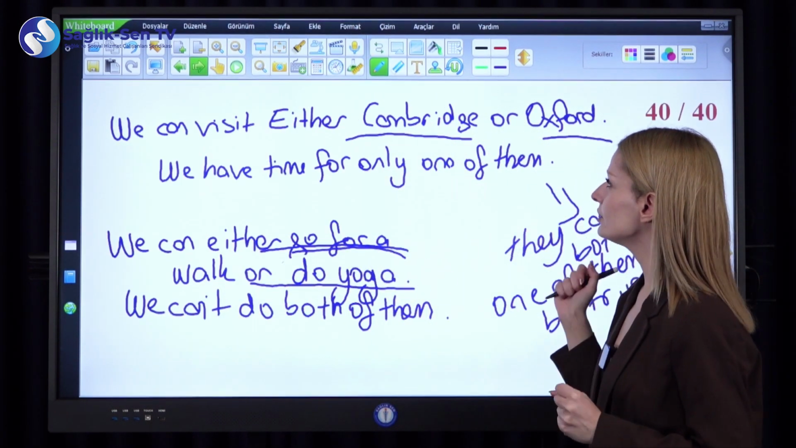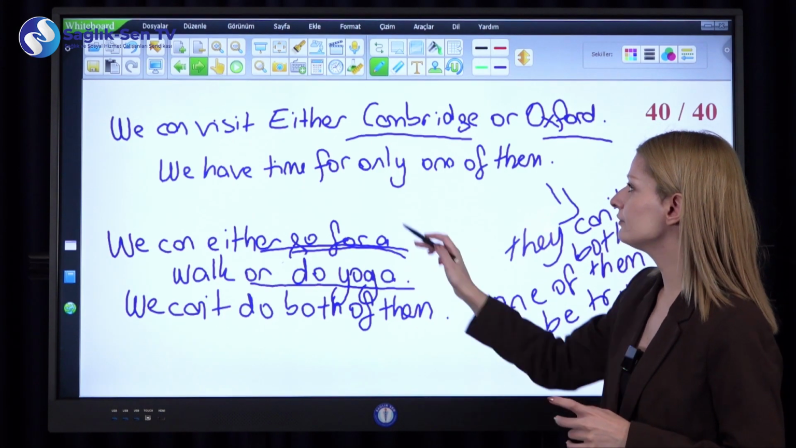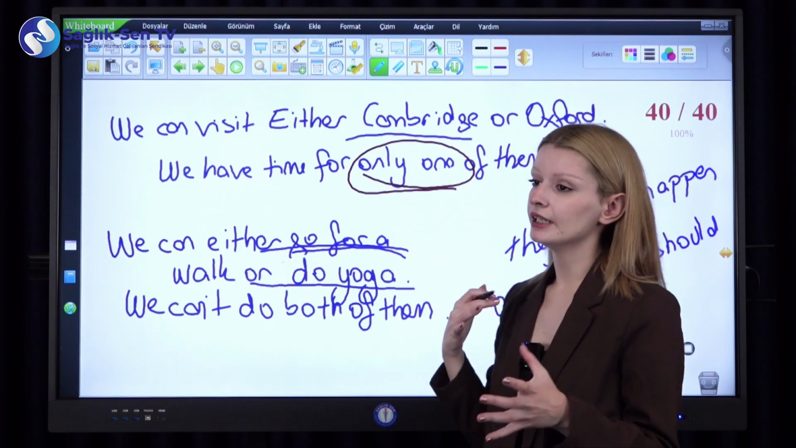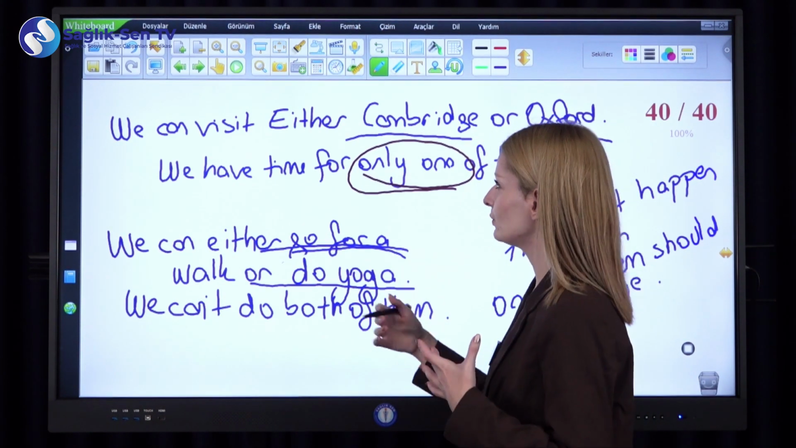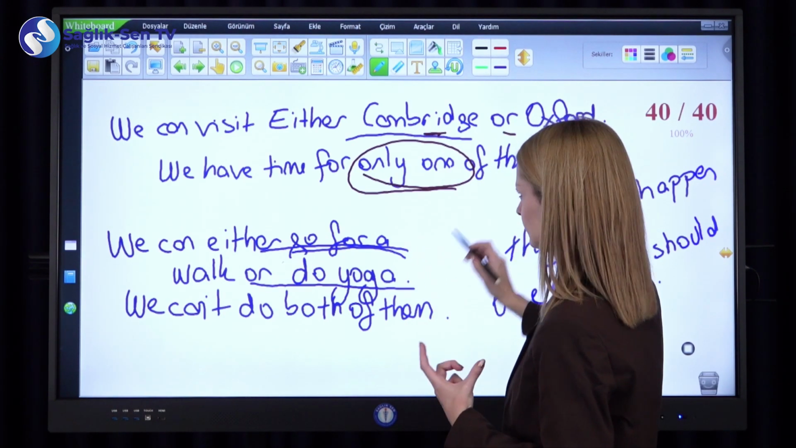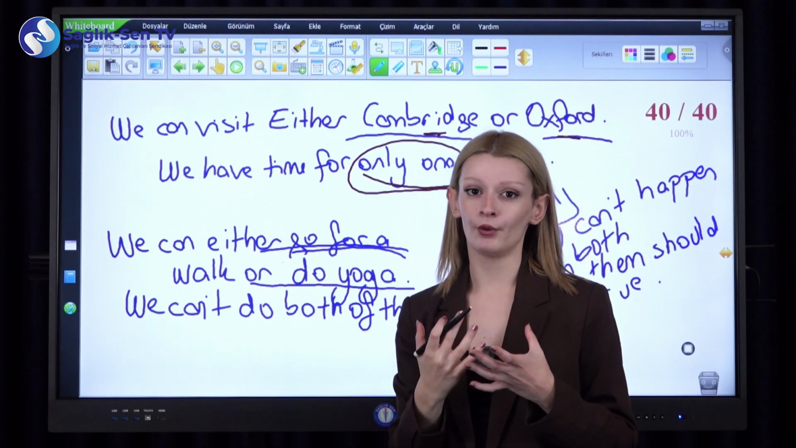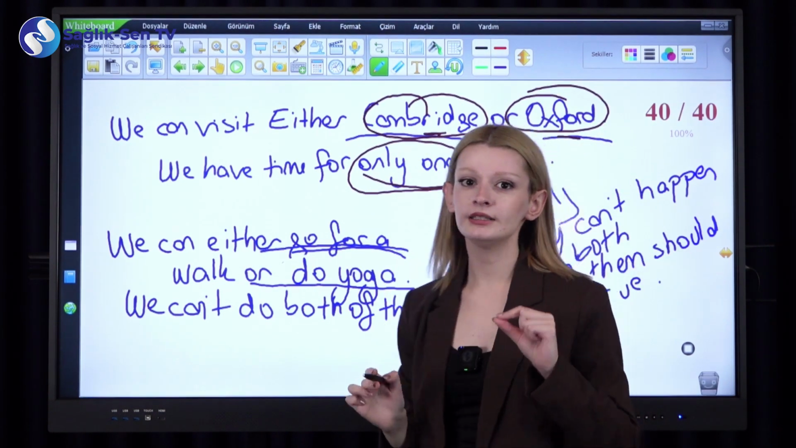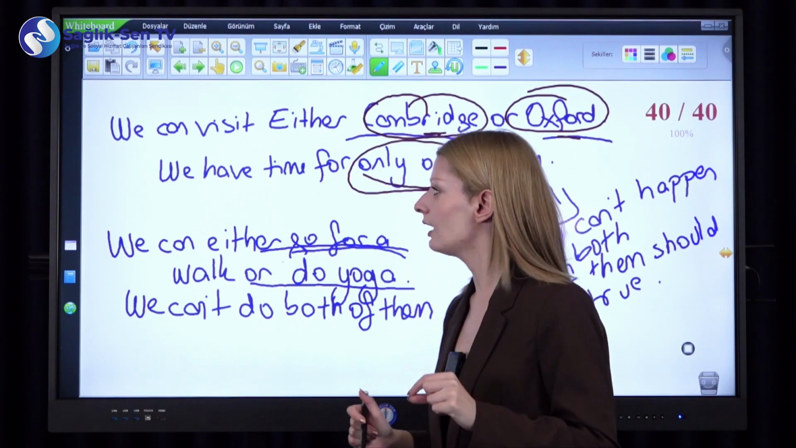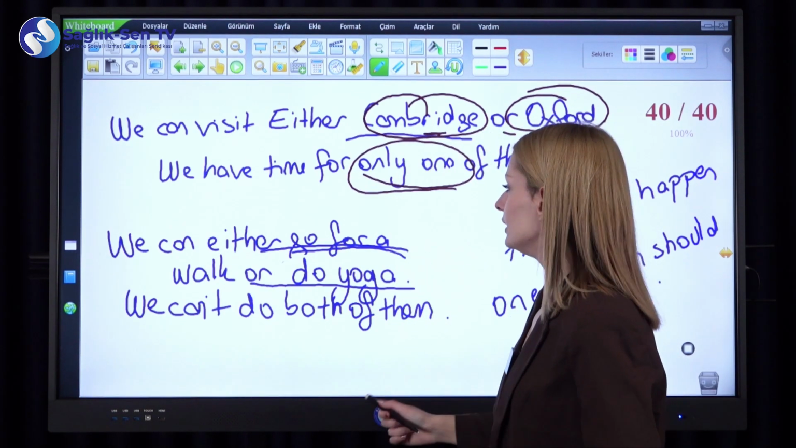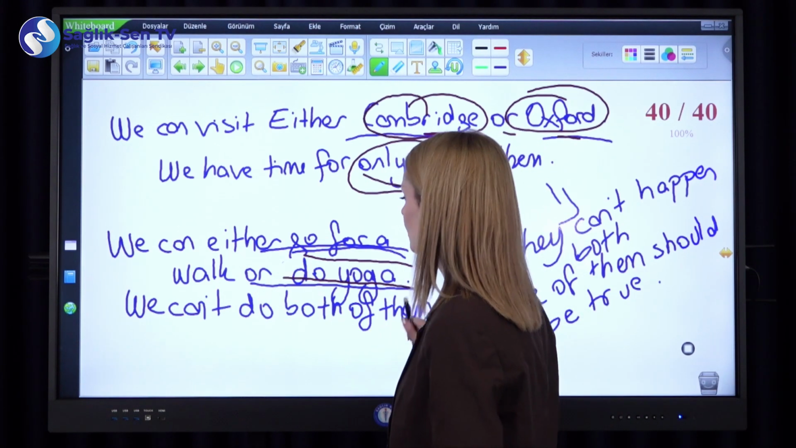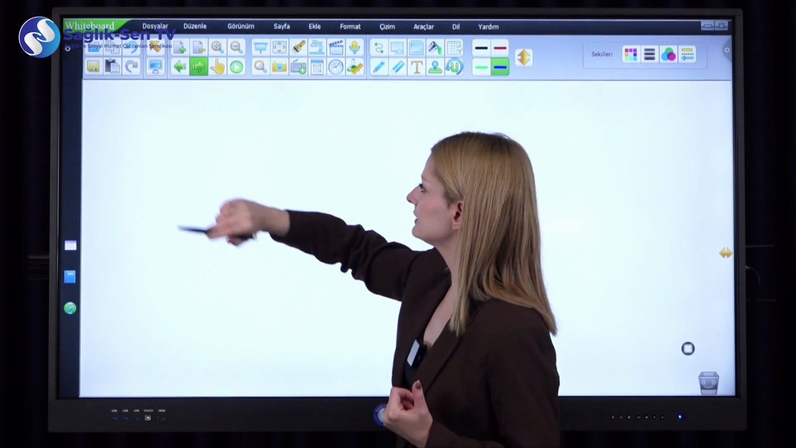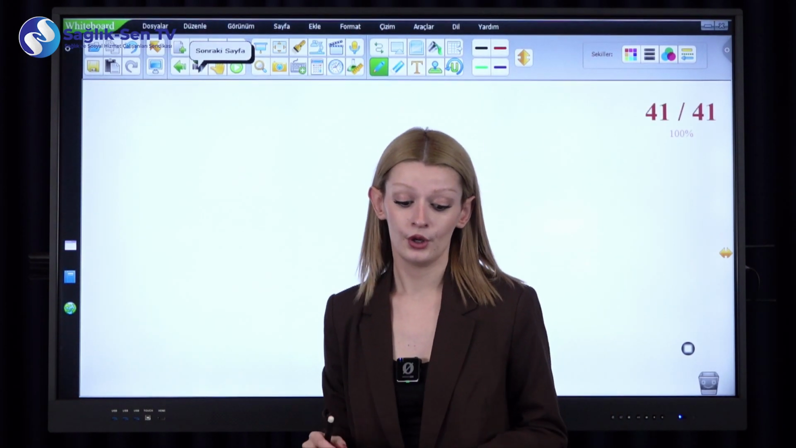We can visit either Cambridge or Oxford. We have time for only one of them. It means that it is possible for us to visit Cambridge or Oxford, but we cannot do both of them. So, when one of them is true, the other one will not be. We can either go for a walk or do yoga. We can do both of them. Again, it tells that we can only do one of them.